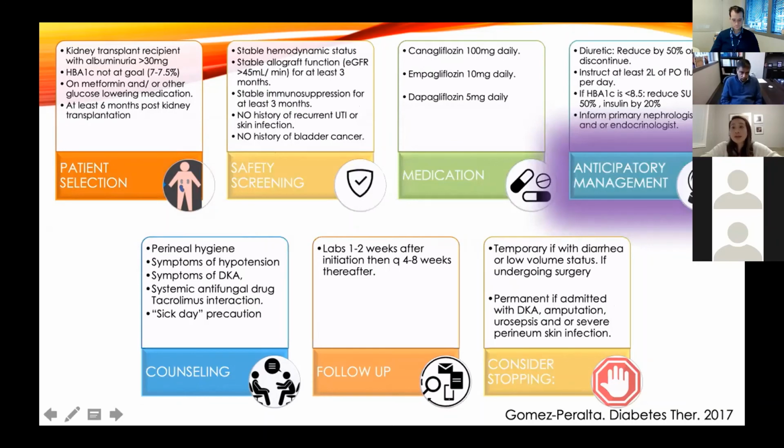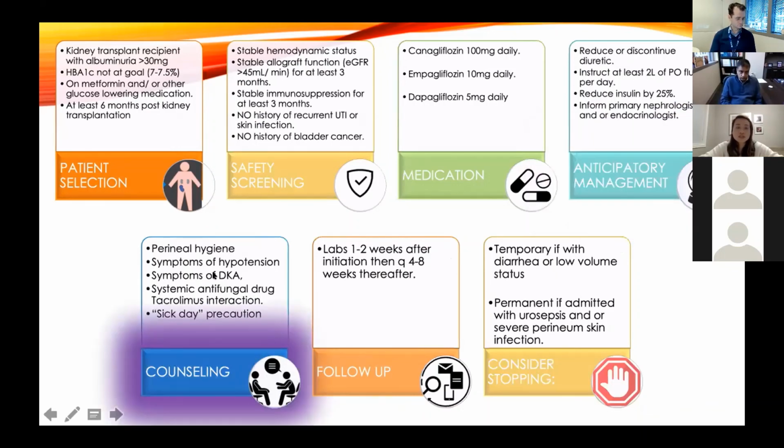For anticipatory management, I recommend to reduce the diuretic by 50% or discontinue it altogether, and instruct the patient to drink at least 2 liters of PO fluid per day. Looking into the other recommendations in starting SGLT2 inhibitors, they recommend that if the hemoglobin A1C is less than 8.5, then you can reduce your sulfonylureas by 50% and the insulin by 20%. If it's greater than 8.5, they recommend against reducing insulin, mainly because of the risk of diabetic ketoacidosis when you decrease your insulin doses significantly.